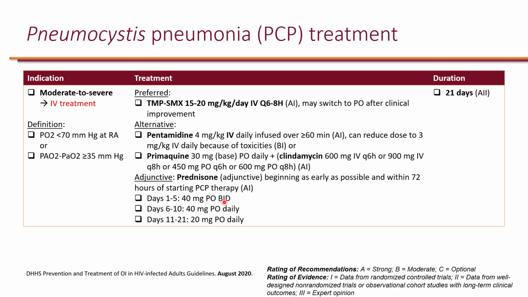And here's the dosing taper recommendation. And that's because this addition of prednisone has been shown to reduce mortality. So for that reason, if someone has moderate to severe PCP, you have to give them prednisone. Or if prednisone is not available, you do an equivalent corticosteroid.